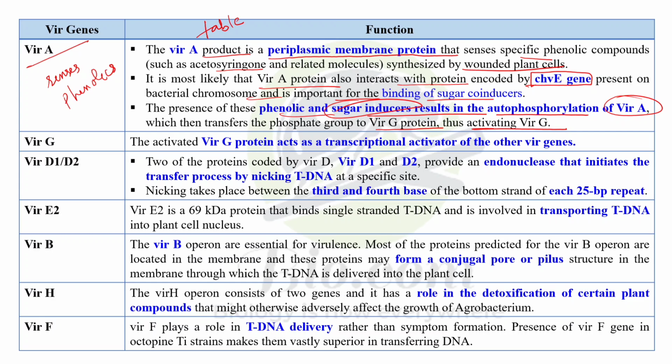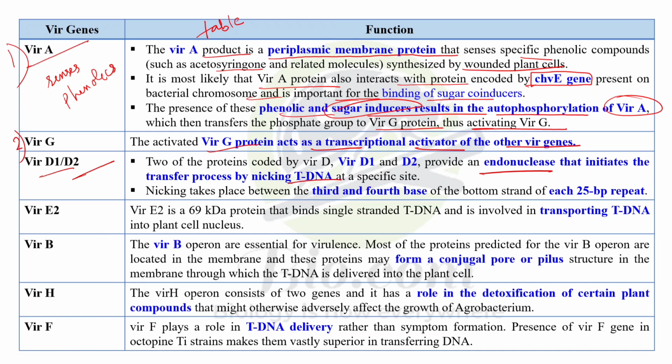And after phosphorylation Vir G is activated. It means सबसे पहले Vir A activate हुआ, then it activated the Vir G. What Vir G will do? We have seen that Vir G protein acts as a transcriptional activator of other Vir genes. It activates the promoter of other virulence genes, and after that Vir D1 and Vir D2, which are nothing but the endonucleases that initiate the transfer process by nicking T-DNA.